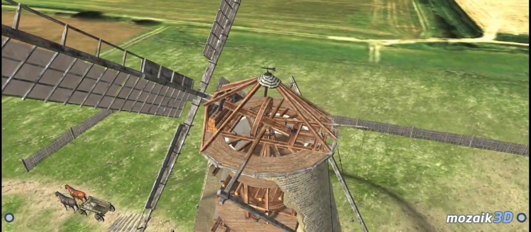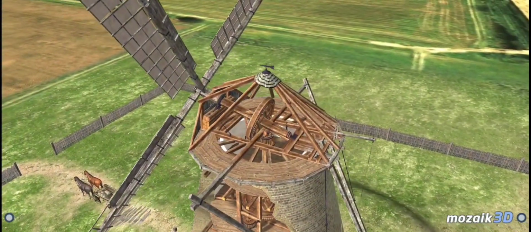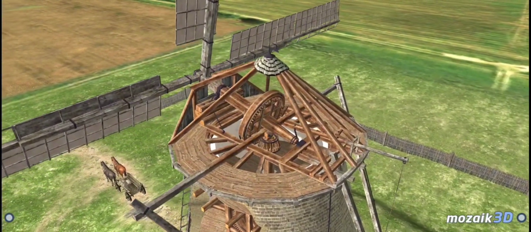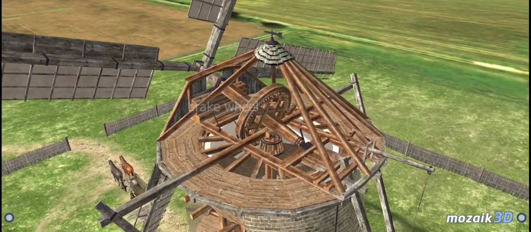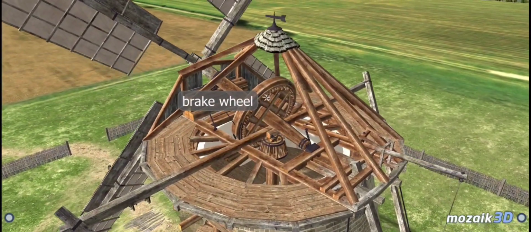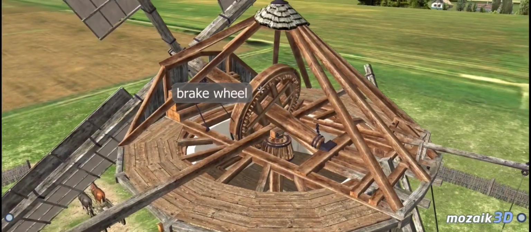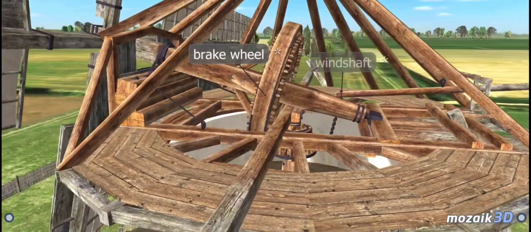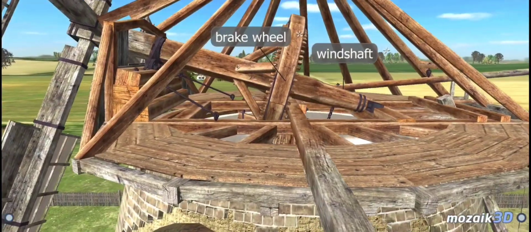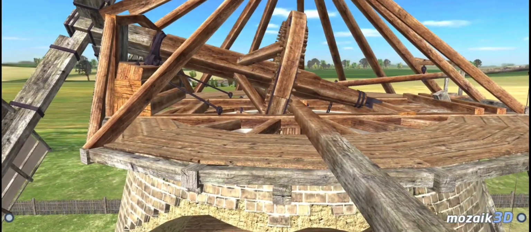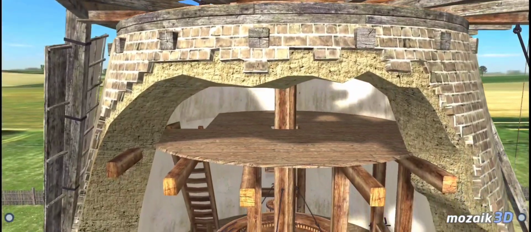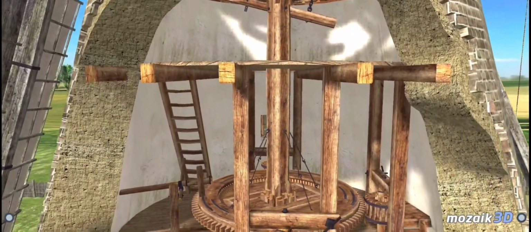The cap housed the brake wheel, one of the most important components of the mechanism. The aerodynamic force that arose on the sails was converted into the rotary motion of the wind shaft. The brake wheel, connected to the wind shaft, transmitted its rotation to the upright shaft. The upright shaft drove 3 axles through transmissions of the great spur wheel and the stone nuts.